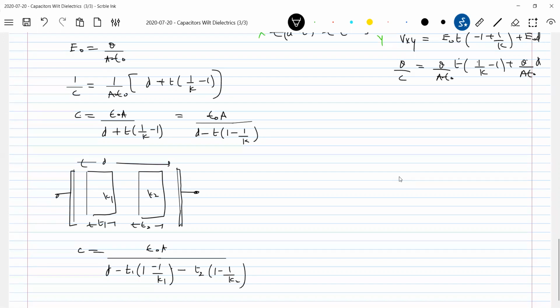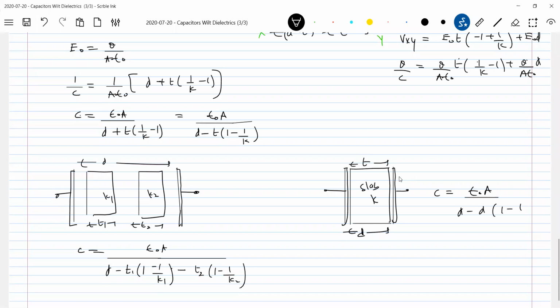Okay, let's go for if it is fully filled. If it is fully filled, then what will be the capacitance? This will be the application. Nobody will fill partially. If it is fully filled, then what is the capacitance? Here D is equal to T. So capacitance will be epsilon naught A by D 1 minus 1 by K. So this will become K epsilon naught A by D. So when you fully fill it up, the capacitance will increase by K times.